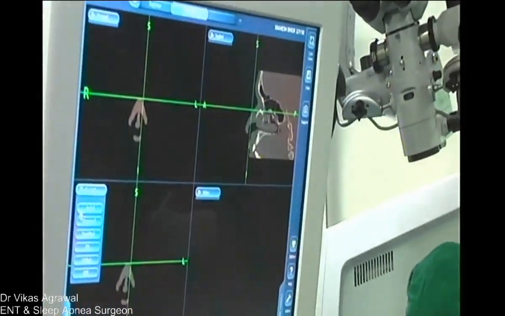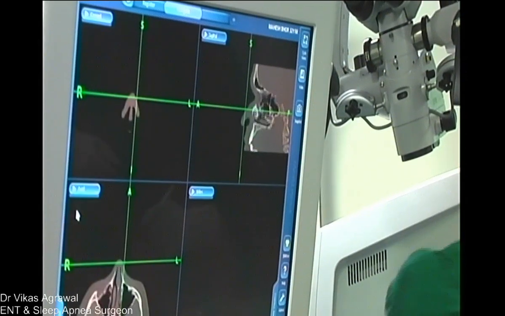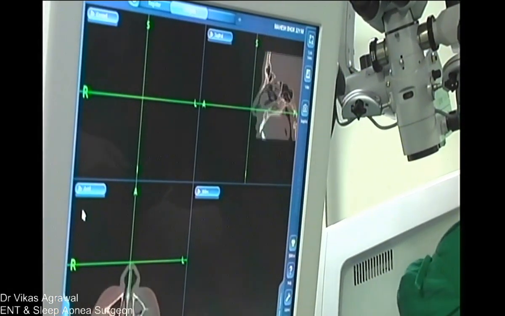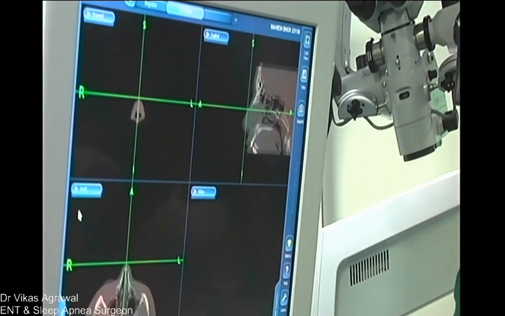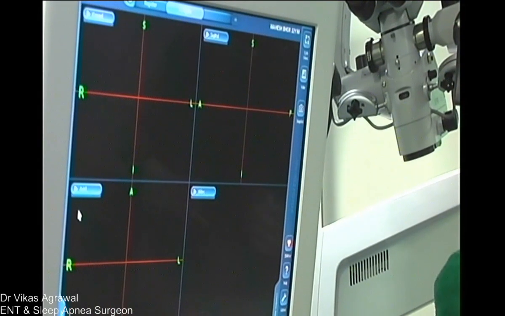And you can fix the camera. Don't move the camera. Fix it. Okay. Now we know that. See, this is the coronal picture. Wherever I am tracing, it's taking. Now we'll take the endoscope.